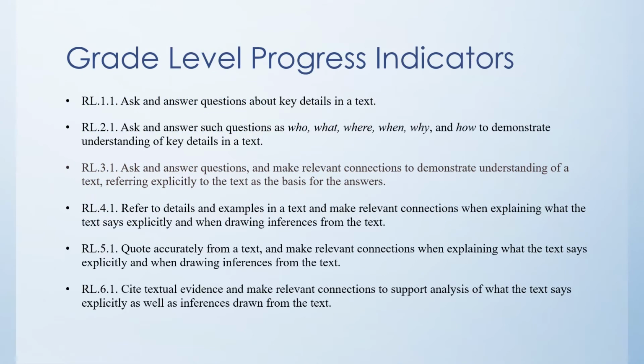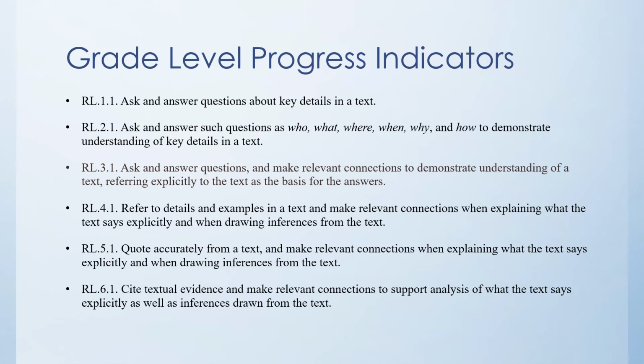Instead, you want to turn the page, and on the next page are the grade level progress indicators. And you can tell them because they have a grade level number. So RL 1.1 means reading literature, first grade, first standard. And you can see what I did here is showed you how we teach the same thing in different grades. It just gets a little bit more sophisticated.